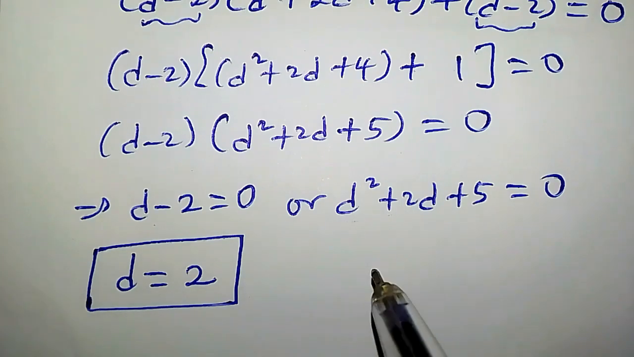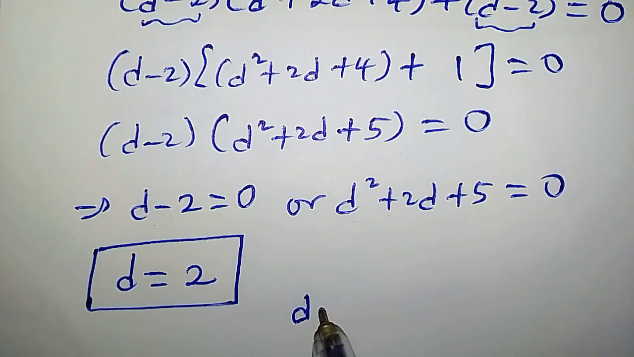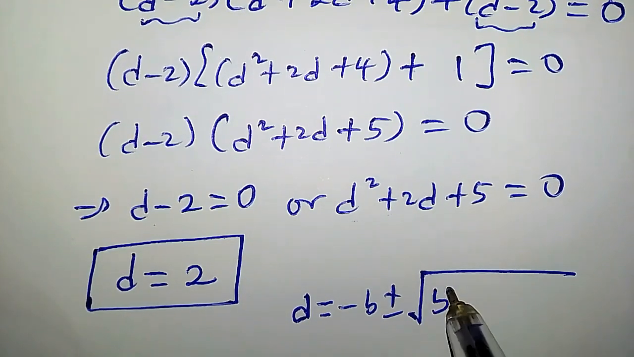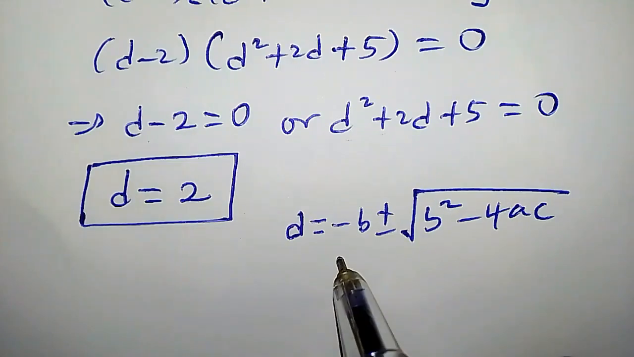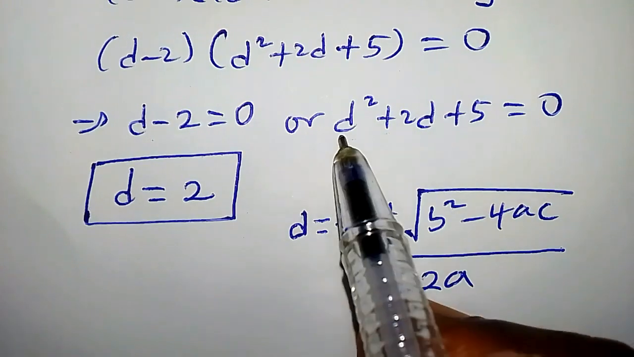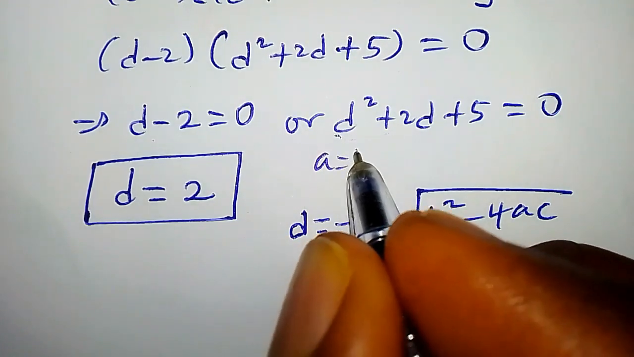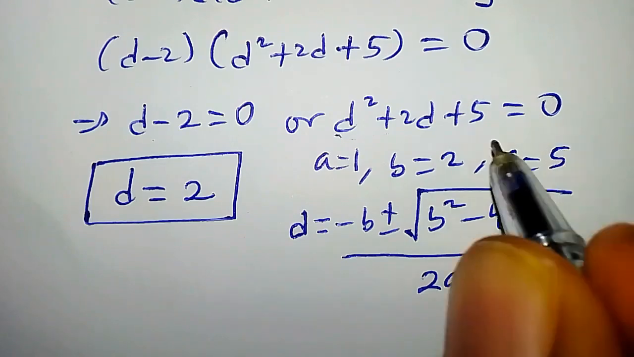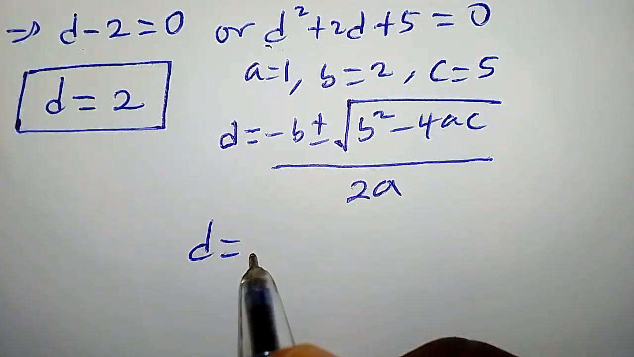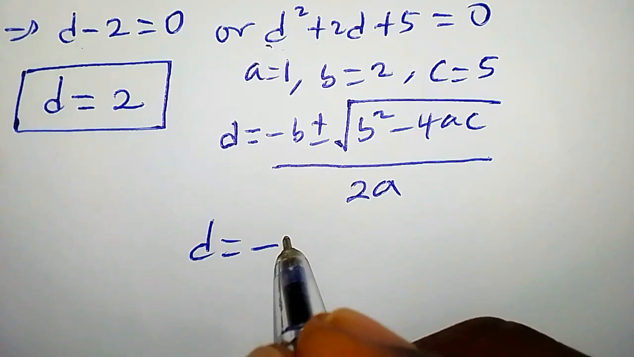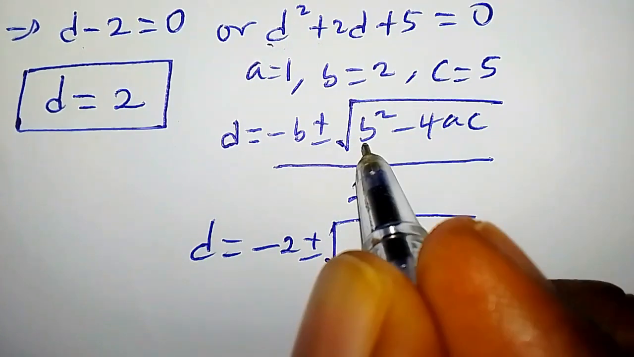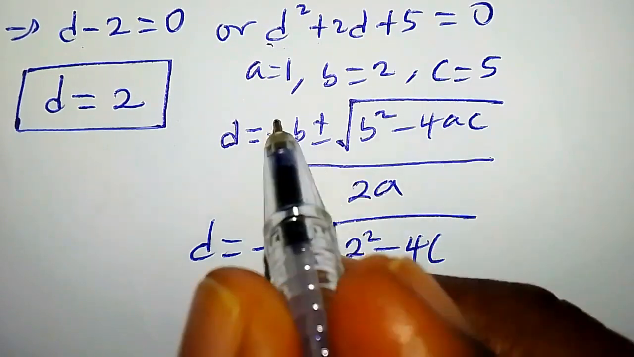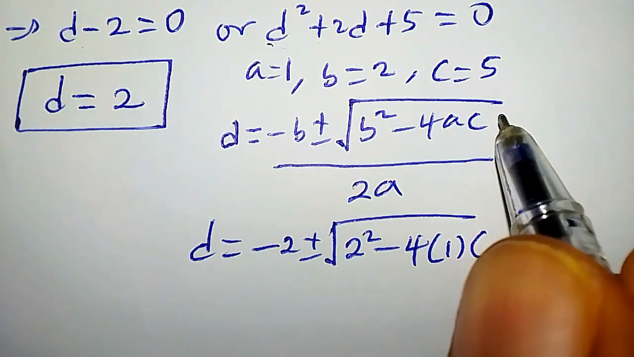We can solve it using quadratic formula, that is, the quadratic formula says D equal to minus B plus or minus square root of B square minus 4AC all over 2A. From this quadratic equation, our value of A is equals to 1 and B is equals to 2, the coefficient of D, and C is equals to 5, the constant. D is equals to minus, what is B? B is 2 plus or minus square root of B. B is 2, so we have 2 square minus 4 times, what is A? Our A is 1 times, what is C? C is equals to 5.